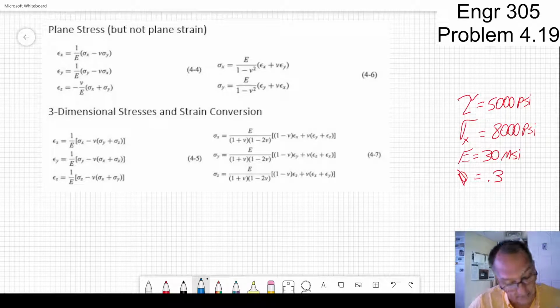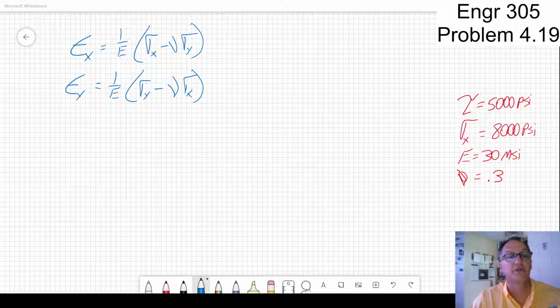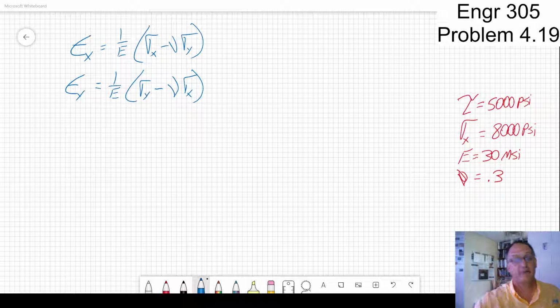I'll write the other one too. I have to solve for strain in the Y, which equals 1 over Young's modulus times the stress in the Y minus Poisson times the stress in the X. I did need to write that. Now those show up, and I've got my values over here on the side.